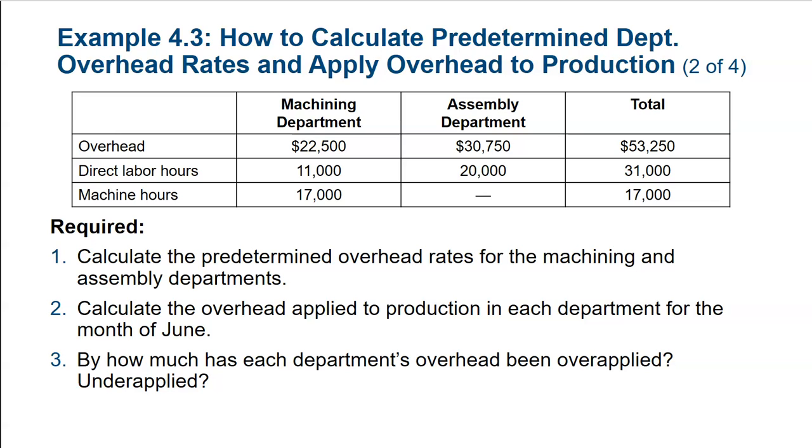So, they want us to do three things. They say they want us to calculate the predetermined overhead rates for machining and assembly departments. And we actually are going to have to go back to the other slide to do this.